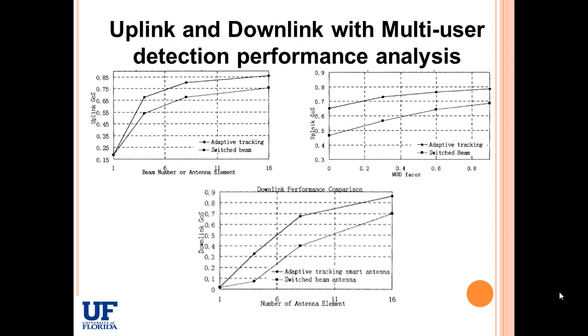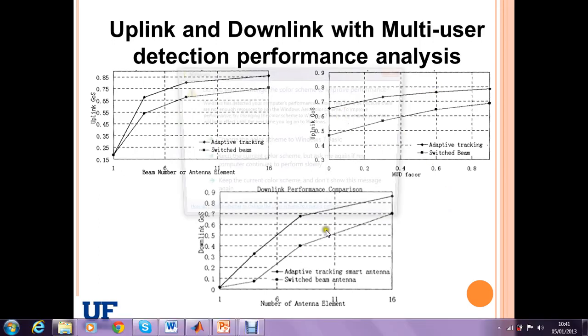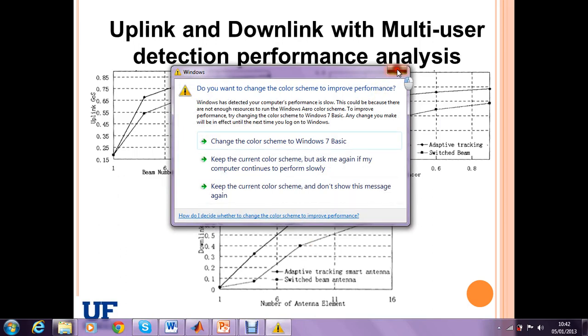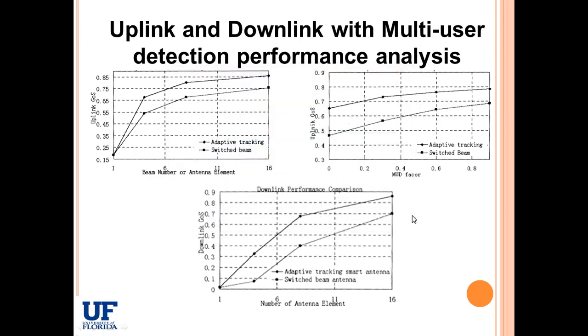I also analyzed the uplink and downlink performance with multi-user detection. It is realized here, if you look at the comparison of the uplink GOS to the beam number or antenna elements, that with increased beam number or antenna elements, the GOS actually increases. However, the adaptive array still performs better than the switched beam array, as you can see from the graph. Also, with increasing multi-user detection factor, it is observed that the GOS for the adaptive array is actually better than the switched beam. The same also applies for the downlink performance comparison.